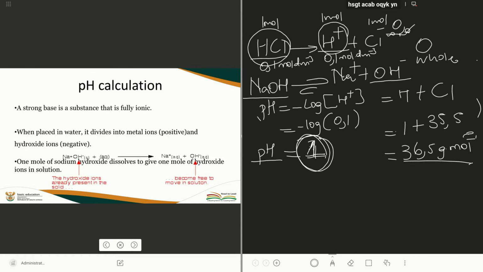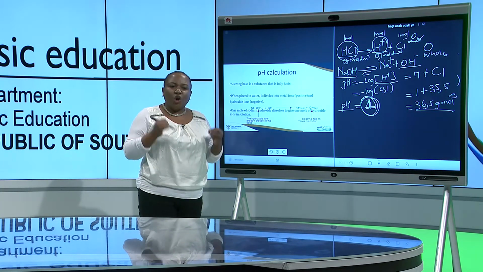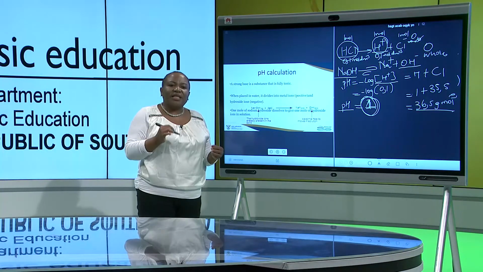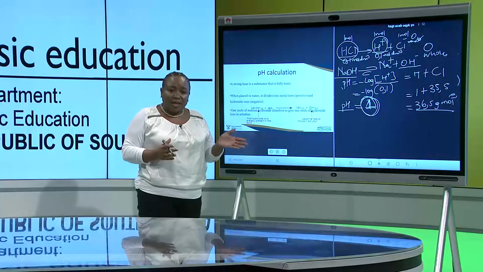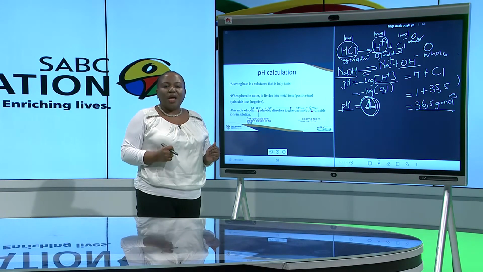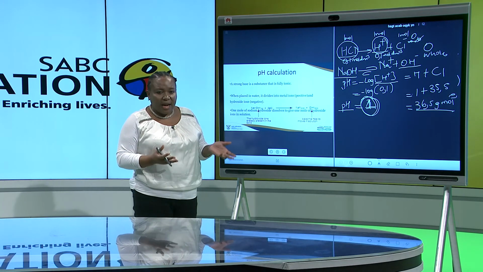Now, let's look at the bases, because our formula to calculate pH is only looking at the concentration of hydrogen ions. We know that according to Arrhenius, bases do not produce hydrogen ions. However, bases do also have hydrogen ions, even though we didn't mention that bases can produce them, but in a very small amount, because both acids and bases have hydrogen ions and they also have hydroxide ions.